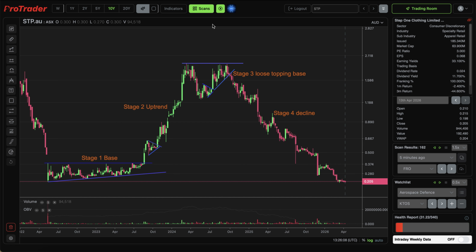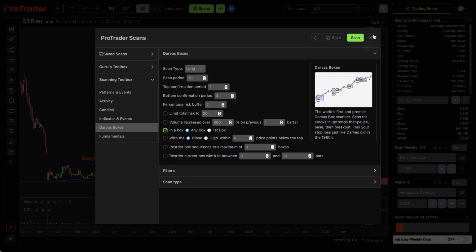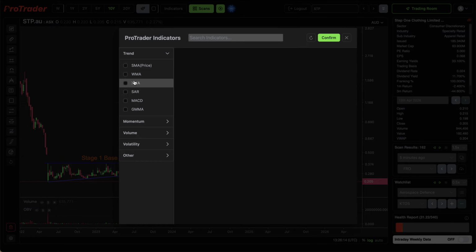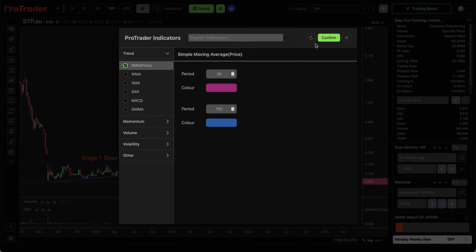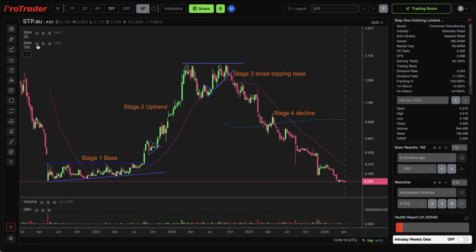First of all, Weinstein liked to use a 30-week moving average. So I'll just put that on the chart. He used a simple 30-week moving average. Now, this is a stock on the ASX called STP. This is a stage one base down here.